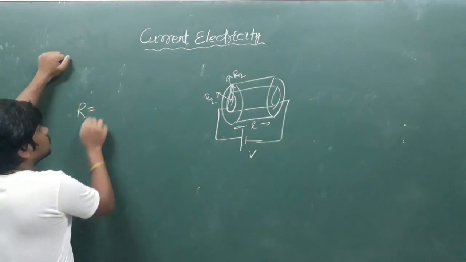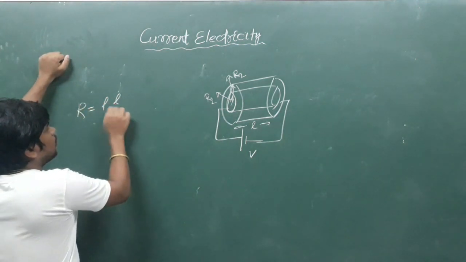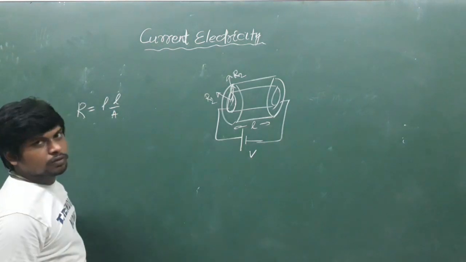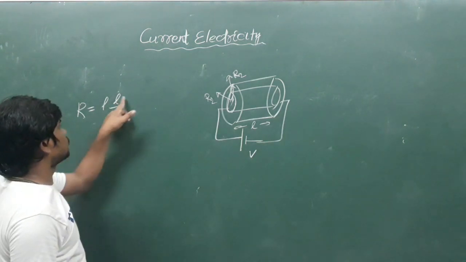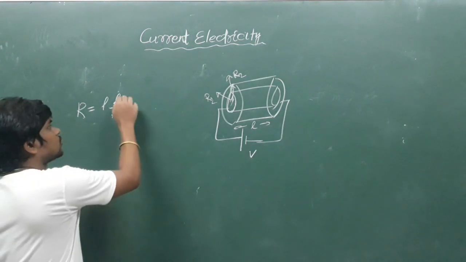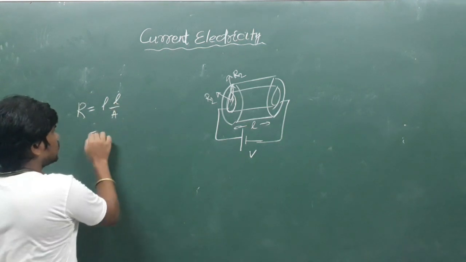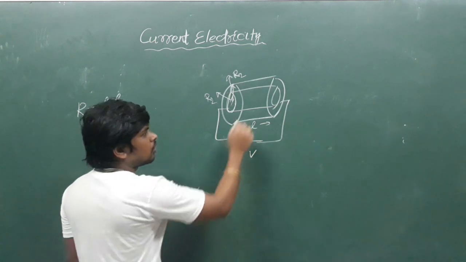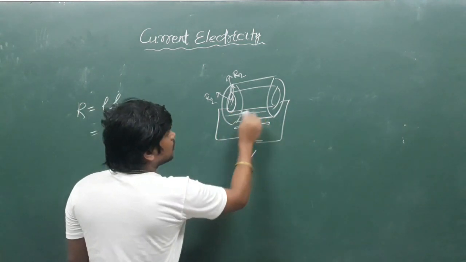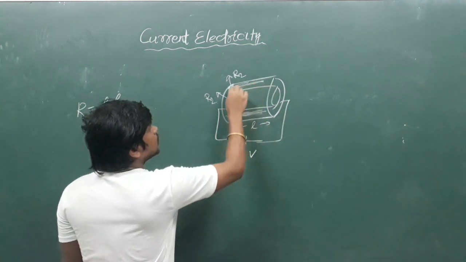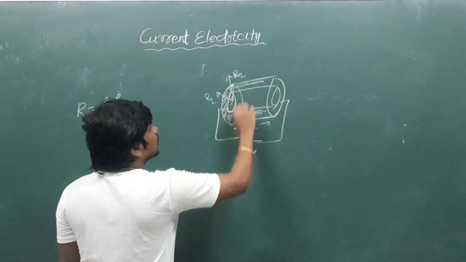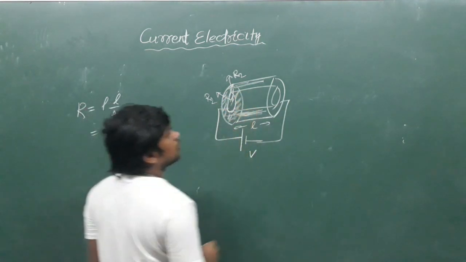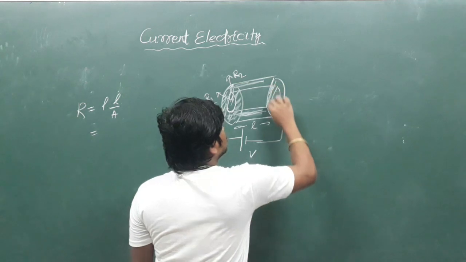The resistance formula is rho L by A. So what is the length, and what is the area of this one? In which area does the current flow? Current flows through this area, the upper or lower part on this side. Current flows through this area only, this much area.